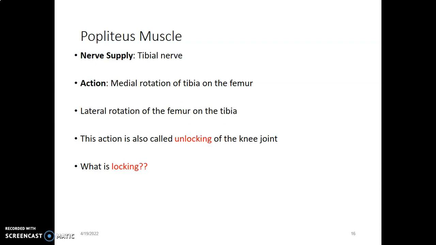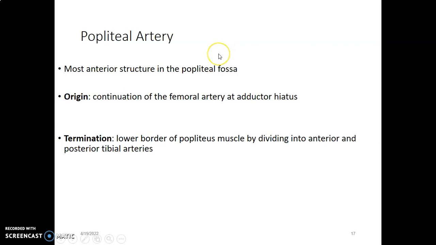Unlocking of the knee is where the popliteus muscle contracts to cause the femur to rotate laterally on the tibia before the knee can allow flexion. From a fully extended position, you cannot flex until you unlock the knee, and that is where the popliteus muscle comes in. Then we have the popliteal artery.